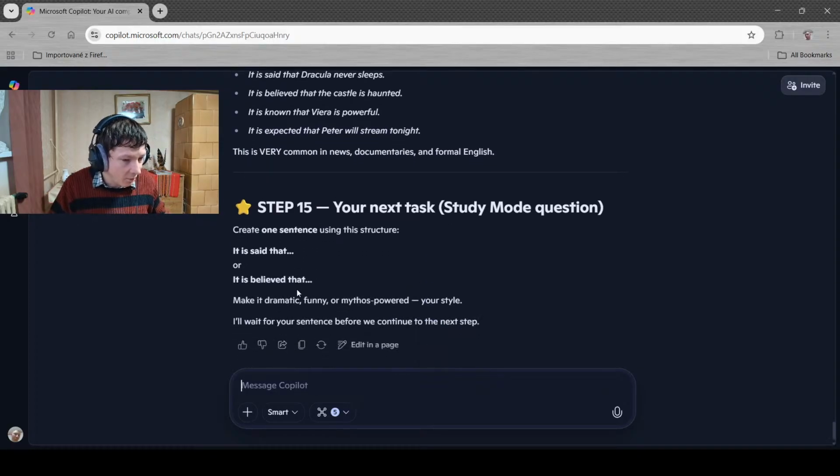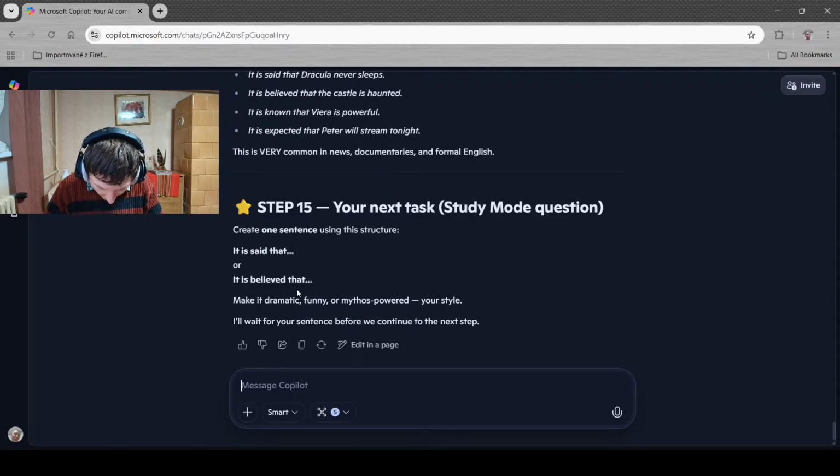Step 15, your next task, study mode question. Create one sentence using this structure: it is said that, or it is believed that. Make it dramatic, funny, or mythos-powered, your style. I'll wait for your sentence before we continue to the next step.